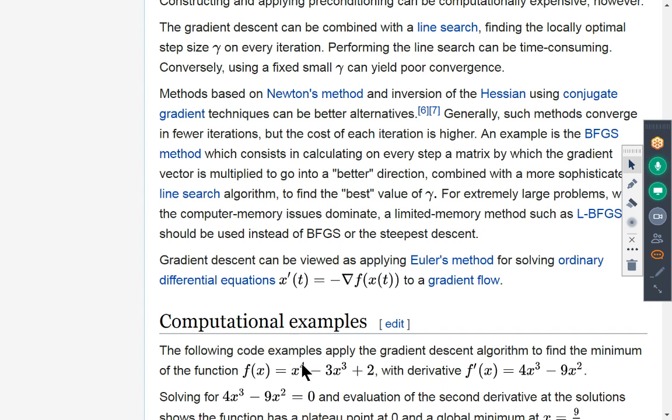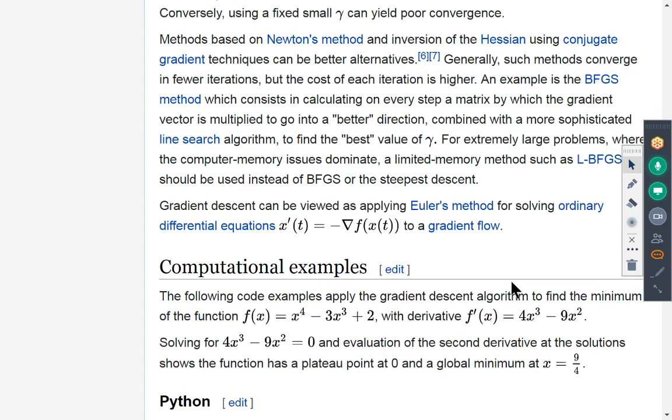What is the differentiation of this one? x power 4 gives 4x cube, minus 3x cube gives 9x square, and the constant's derivative is 0. This is the differentiation. And I said we have to make the derivative 0 to calculate the minimum point. We make it 0 now. Then you solve this: x square will go, then 4x is equal to 9. That is x is equal to 9 by 4. That is around 2.25. 9 by 4 means how much? 2.25.